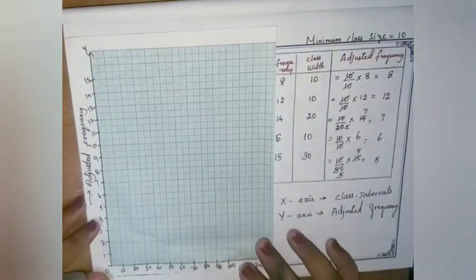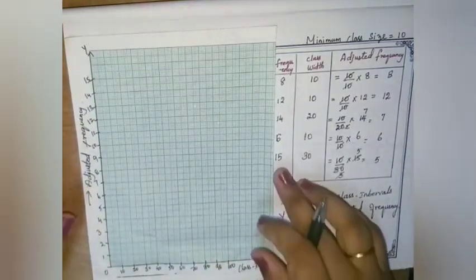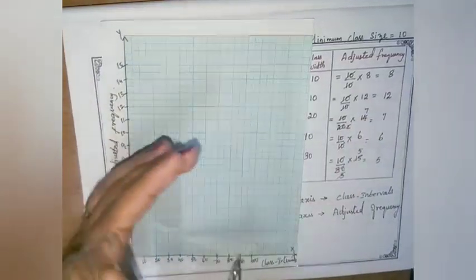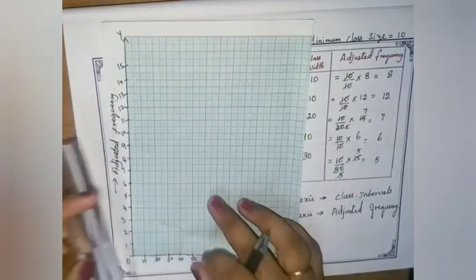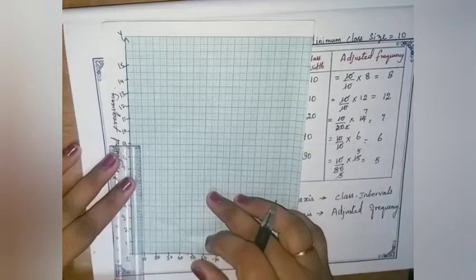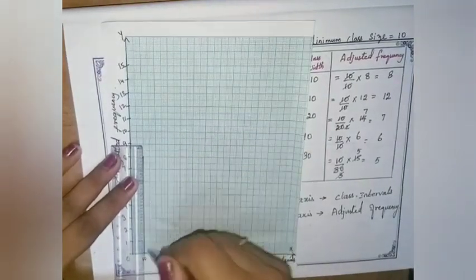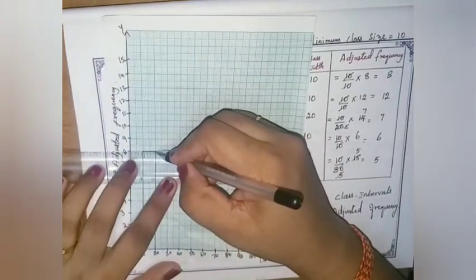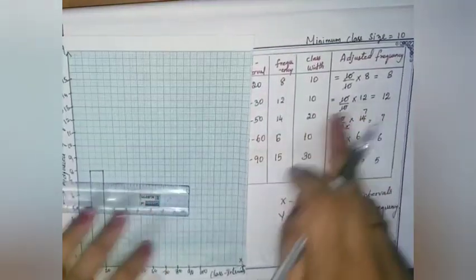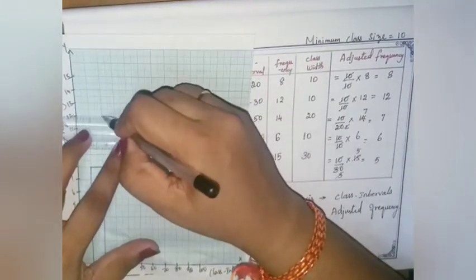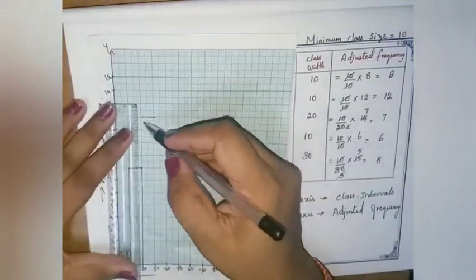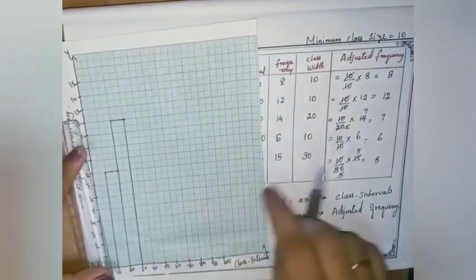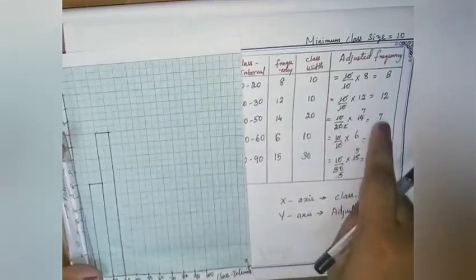Now we can draw the histogram for this frequency distribution. For 10 to 20, it is 8. For 20 to 30, it is 12. For 30 to 50, it is 7.